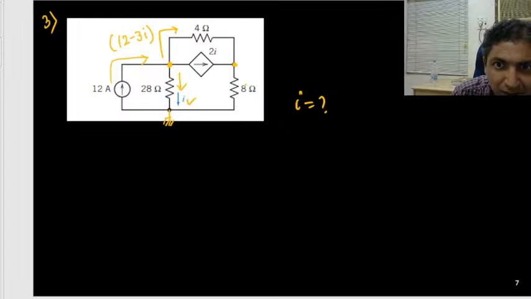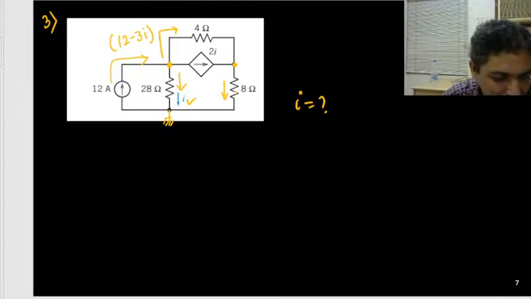Now next question, what is the current through this 8 ohm resistance? Can you calculate what is the current through this 8 ohm resistance? Anyone please?